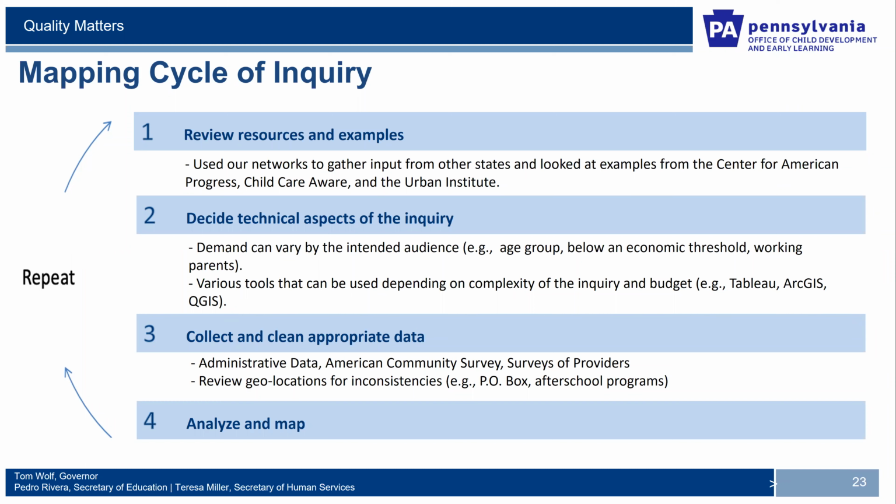Third, we collected and cleaned the data. Now, the source of the data can be administrative data, data from the American Community Survey or US Census, or surveys from providers. An important step is to review the geolocations for any inconsistencies, like an address that's listed as a PO box, or a location for an after-school program that doesn't serve children ages 0 to 5. Fourth, we analyzed the data and mapped it. And then finally, we repeated this cycle as often as we needed to.